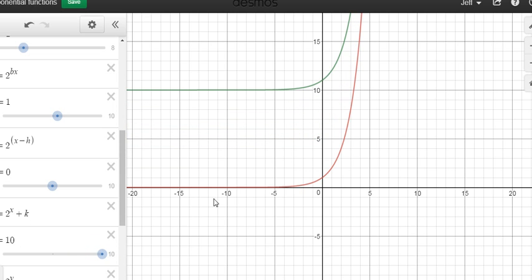So if k is 10, look at this. The horizontal asymptote from 0 becomes 10. If k is 10 and everything else is, we've got a is 1, b is 1, h is 0, and k is 10, that affects the range of the function, right? Now the range is greater, y is greater than 10.